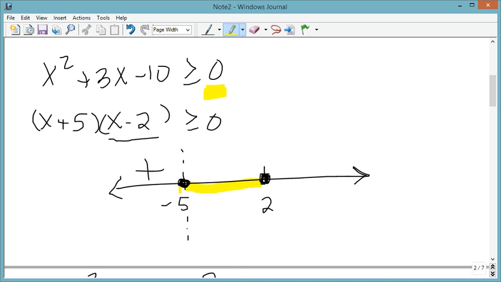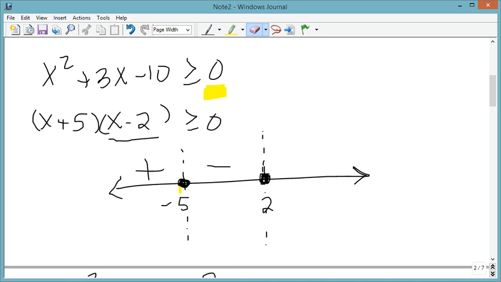Everything between here. So let's pick a number between -5 and 2. Let's say 0. 0 is a pretty convenient number. So if I plug 0 into x plus 5, I get 5, and that's a positive number. And if I plug 0 into x minus 2, I get negative 2, so that's a negative number. So when I take a positive times a negative, the answer is a negative. And everything in between these two points gives us a negative.